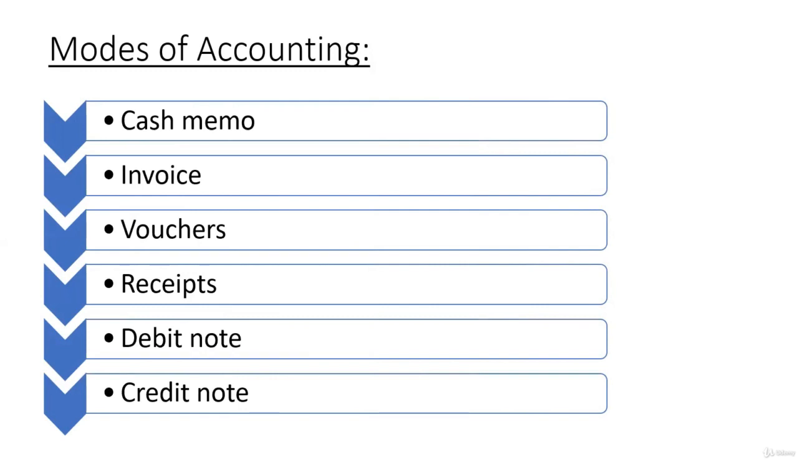Now the second is invoice. Invoice is a bill that we provide to our customer or receive when we purchase some goods. Vouchers, I'll be discussing later on. Receipts, debit note and credit note. These are the modes in which we can record our transactions, our activities.